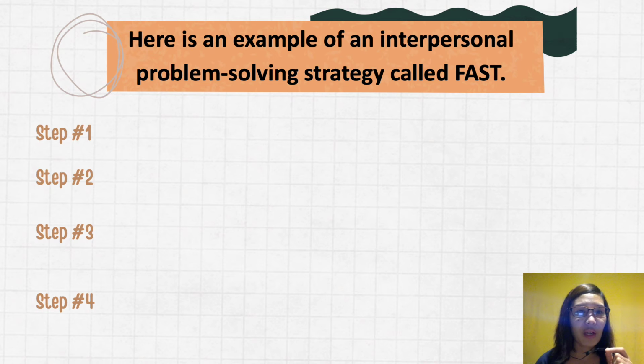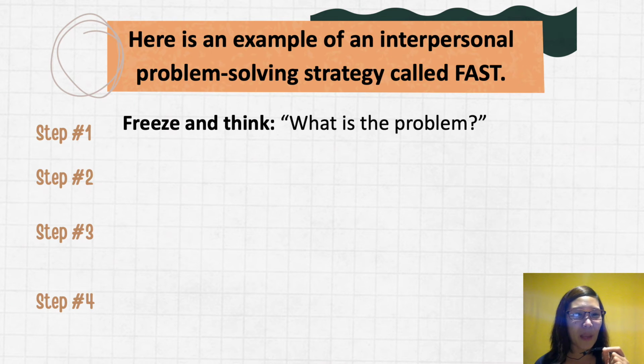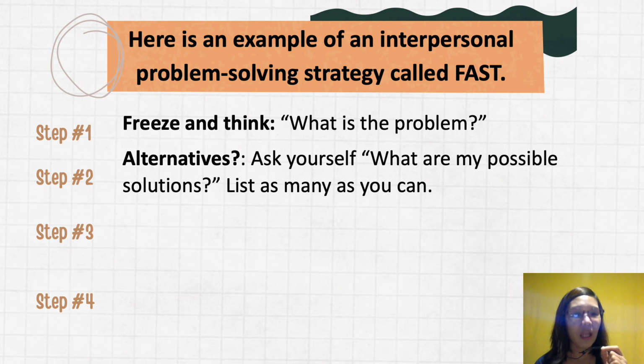So here is an example of an interpersonal problem solving strategy called FAST. So let's see how fast we can come up with the solution. First step is freeze and think. So we have to pause for a while and then think of what really the problem is. Second, alternatives. Ask yourself what are the possible solutions. So list as many as you can. That is good so that you can have different choices later.